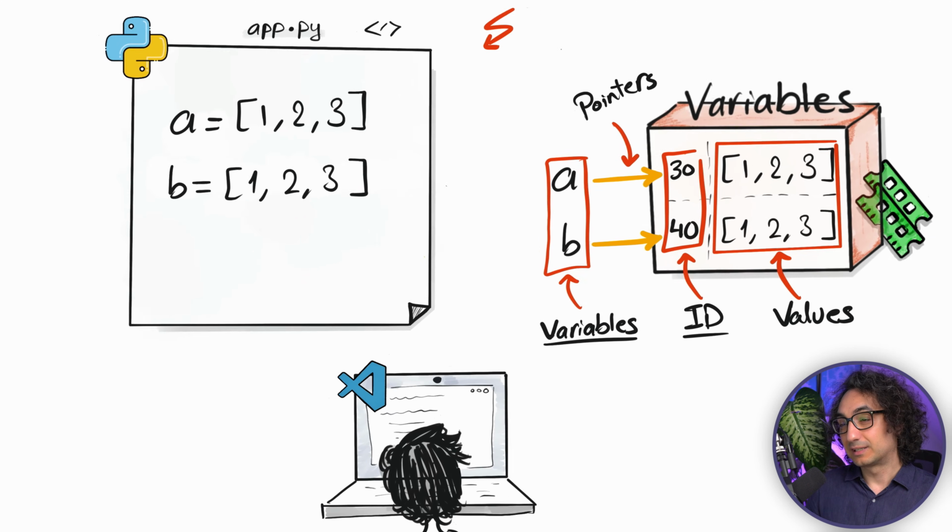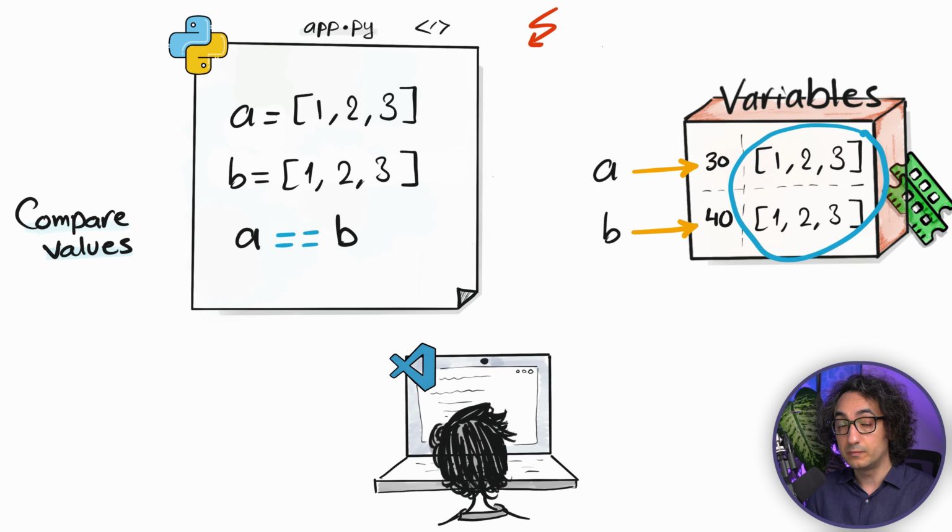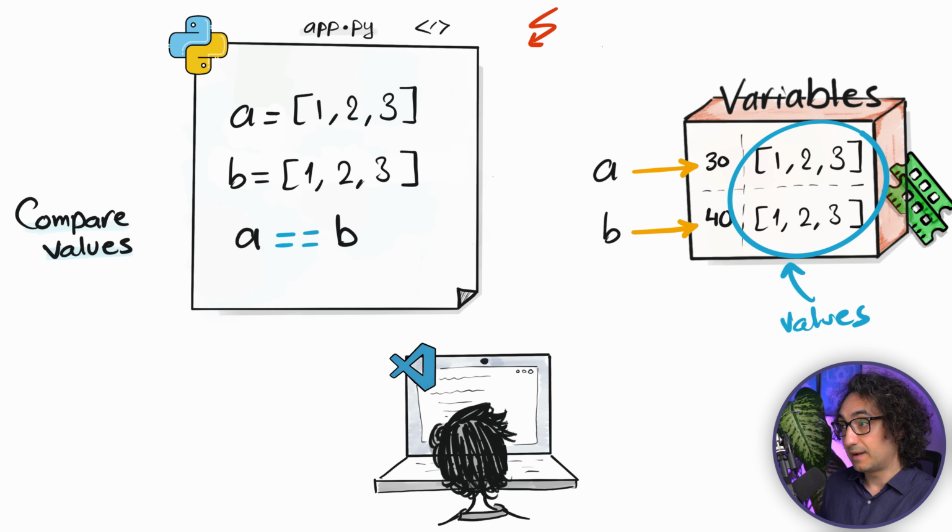And now let's go back to our code, and let's say that you are checking, is A equal to B? Well, if you are using the equal operator, you are comparing the values of the two variables. So Python gonna check the values, nothing else. And as you can see, the values are equal. That's why you will get in the output true.